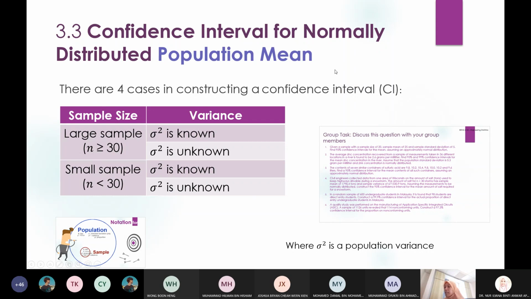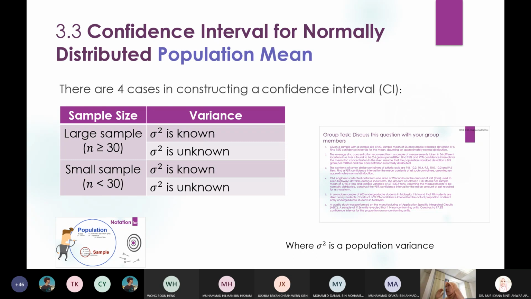Okay, assume that the sampling that we have is to estimate the confidence interval for a normally distributed population mean. And there are 4 cases here. They split into 4 cases because it depends on the sample size of your data. Again, the clear cut to determine the sample size is either you have a very large number of samples, or a very small sample of data. So anything that is less than 30 is called a small sample of data.